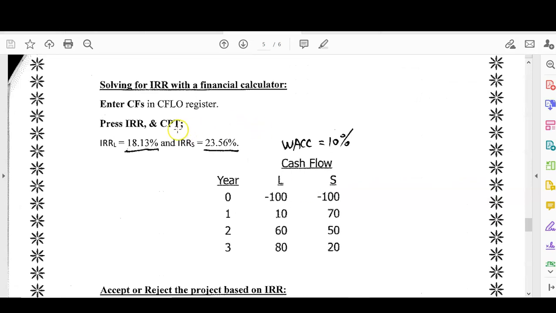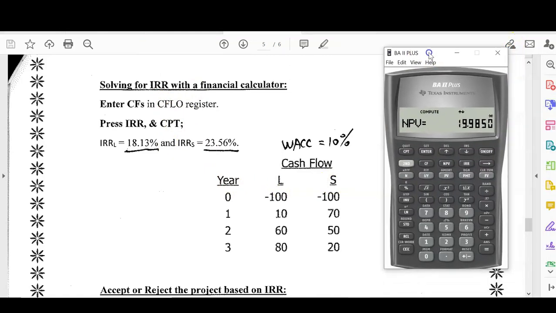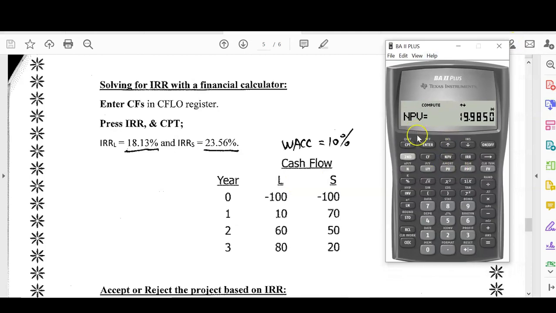Okay, in order to calculate IRR for projects L and S, we do the same first step as how we calculate the NPV. The first step is still to input all the cash flows into the cash flow function, and then we press IRR compute. So IRR for L and S will show up on the screen.